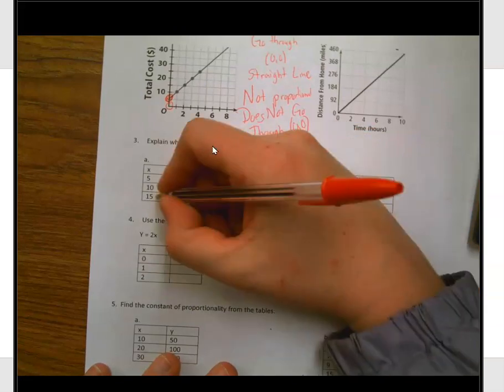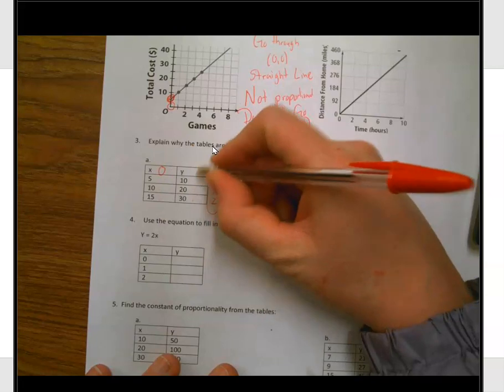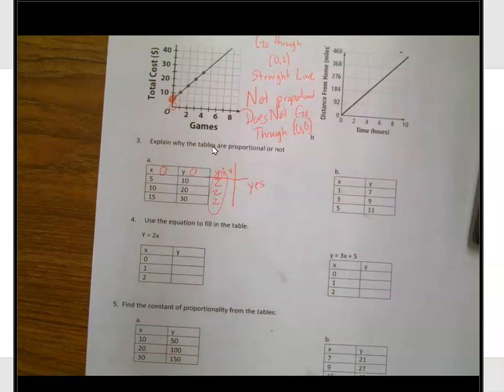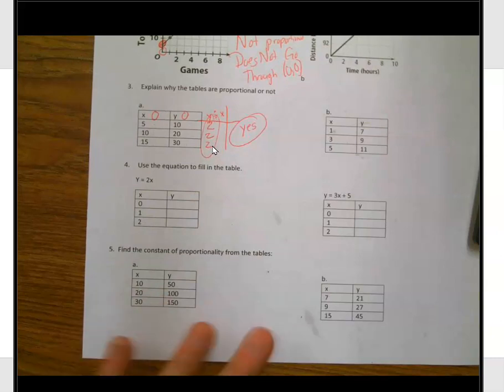Another way kids do it is they'll add and see, does it have the 0, 0? 15, 10, 5, 0, 30, 20, 10, 0, got the 0, 0. So different things you can look at to decide if it's proportional or not. Use the equation to fill in the table.